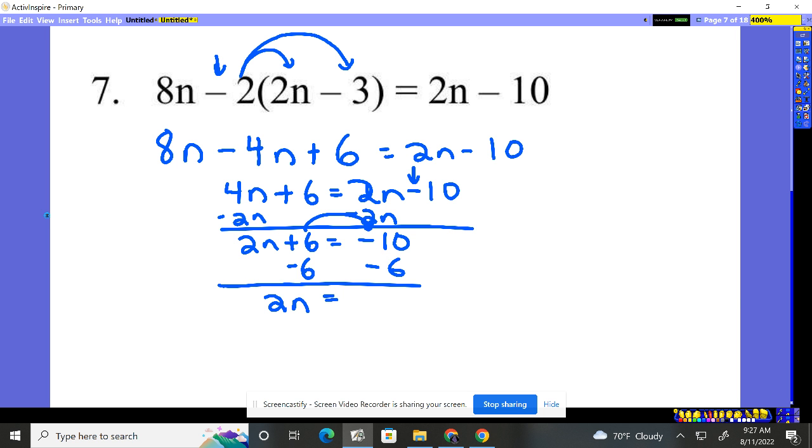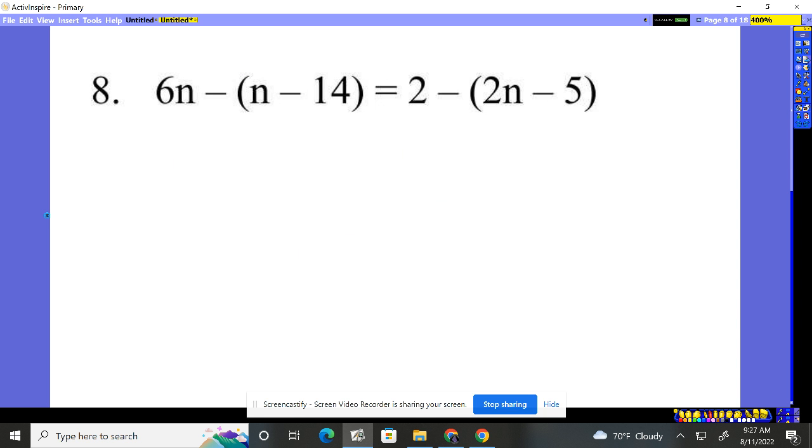2n equals negative 16. Now, final step, to undo the multiplying by 2, we're going to divide by 2. N equals negative 8. Negative 8 is the value that will make both sides of the equation true.